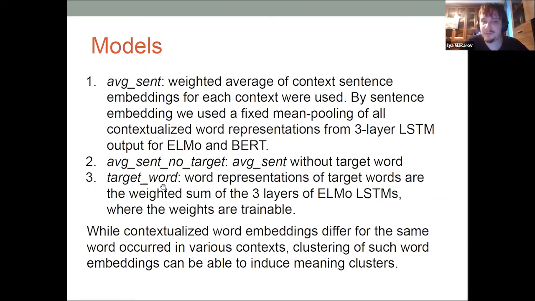And the third model is about target words. So basically, the word representation of target words is the weighted sum of the 3 layers, again of ELMo LSTMs, where the weights are trainable.